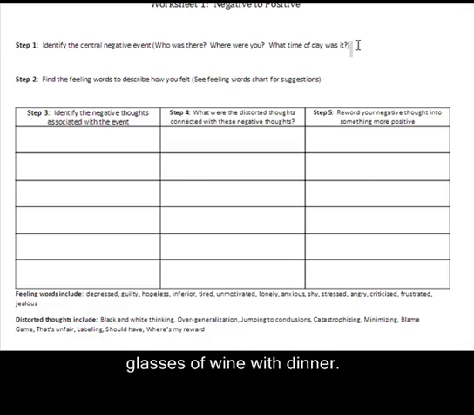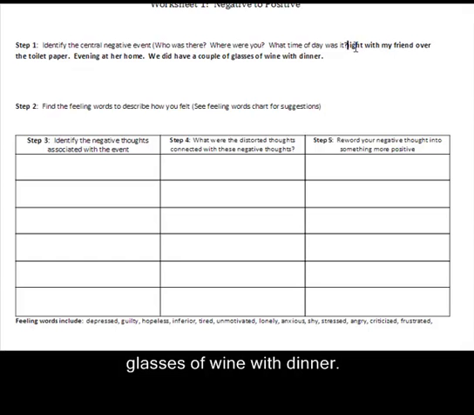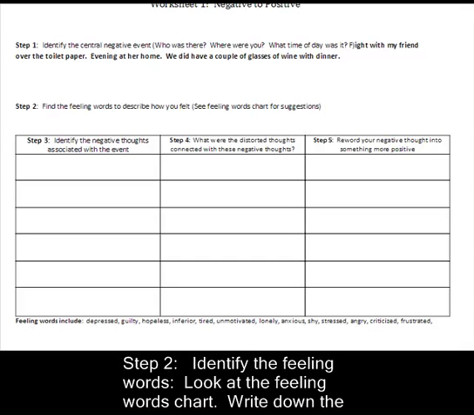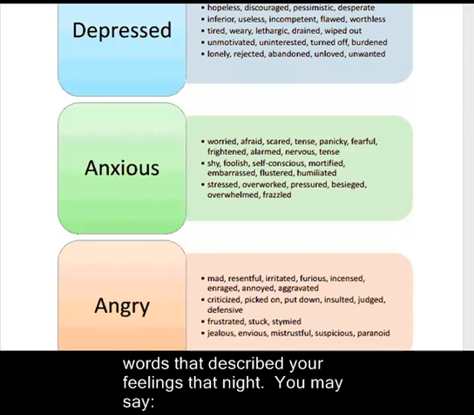So let's type that in. Okay, so there you are, a fight with your friend over the toilet paper. Evening at her house, we did have a couple of glasses of wine over dinner. Okay, next, identify the feeling words. So you'll look at the feeling chart over here, and you'll try to come up with the words that sort of summarized how you felt at that time.